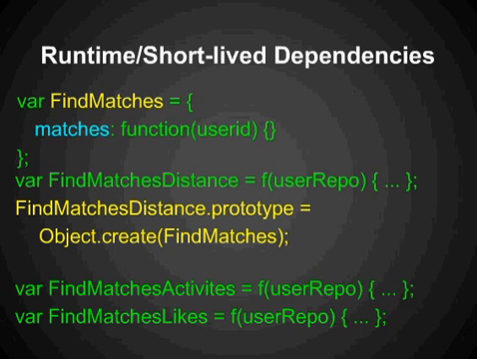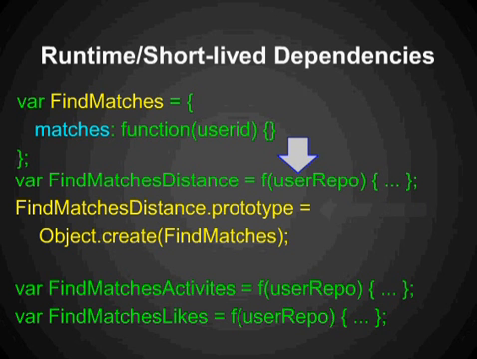And then we're going to have several implementations of this interface, one that's based on distance, one that's based on activities, one that's based on likes. And since we don't know which one the user is going to pick beforehand, we're not sure what exactly to inject for our dependency. So let's look at this.